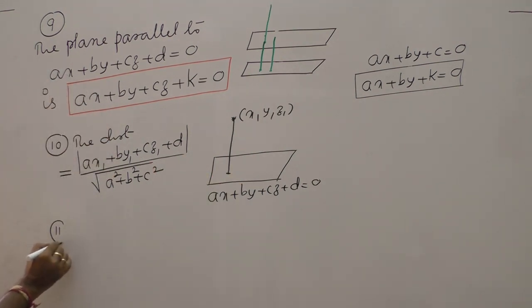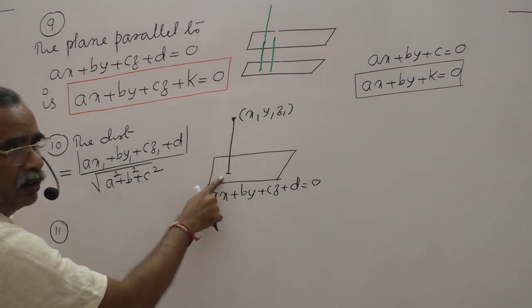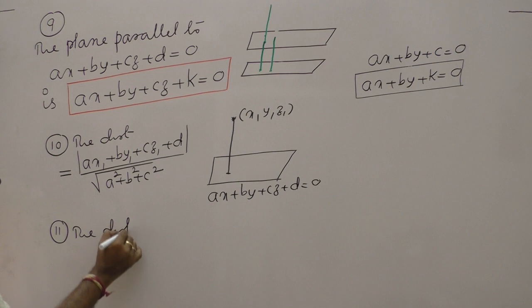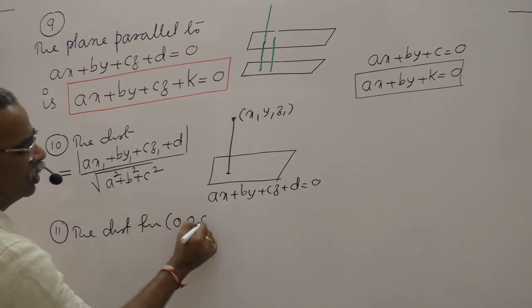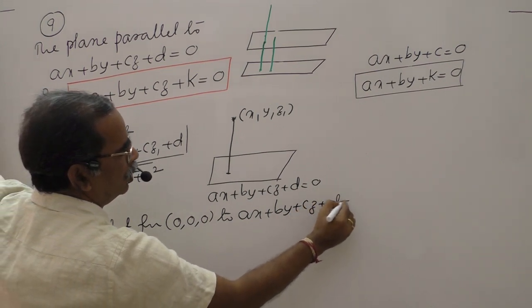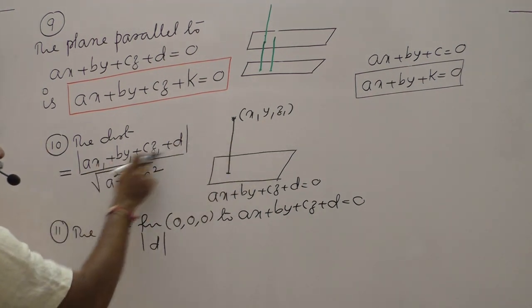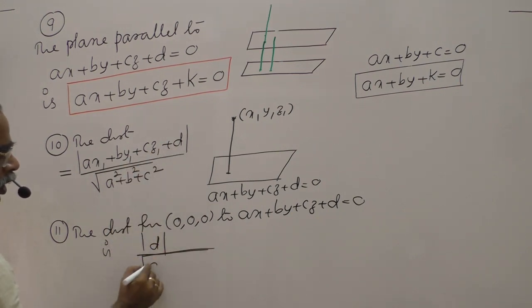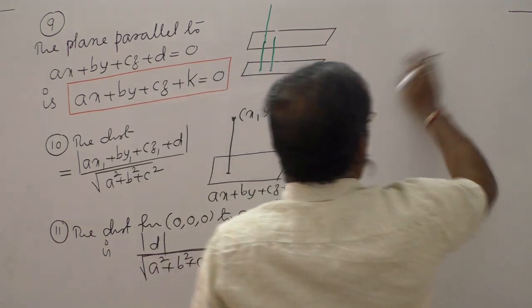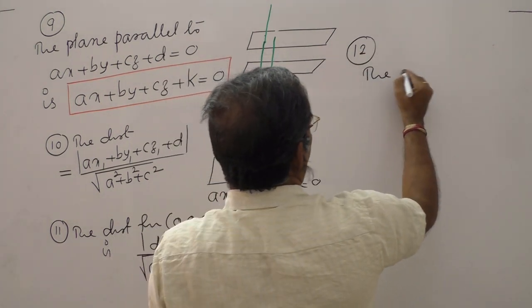Next we will see another one. Sometimes we need to calculate the distance from the origin to a plane. When the point is 0, 0, 0, what does the distance become? The distance from the origin to the plane AX plus BY plus CZ plus D equal to 0 is: if the point is the origin, then X1, Y1, Z1 are 0s, so we will have only the constant, mod D divided by root over A square plus B square plus C square. This is point number 11. Next, we will see point number 12. If two parallel planes are there, you can find the distance.